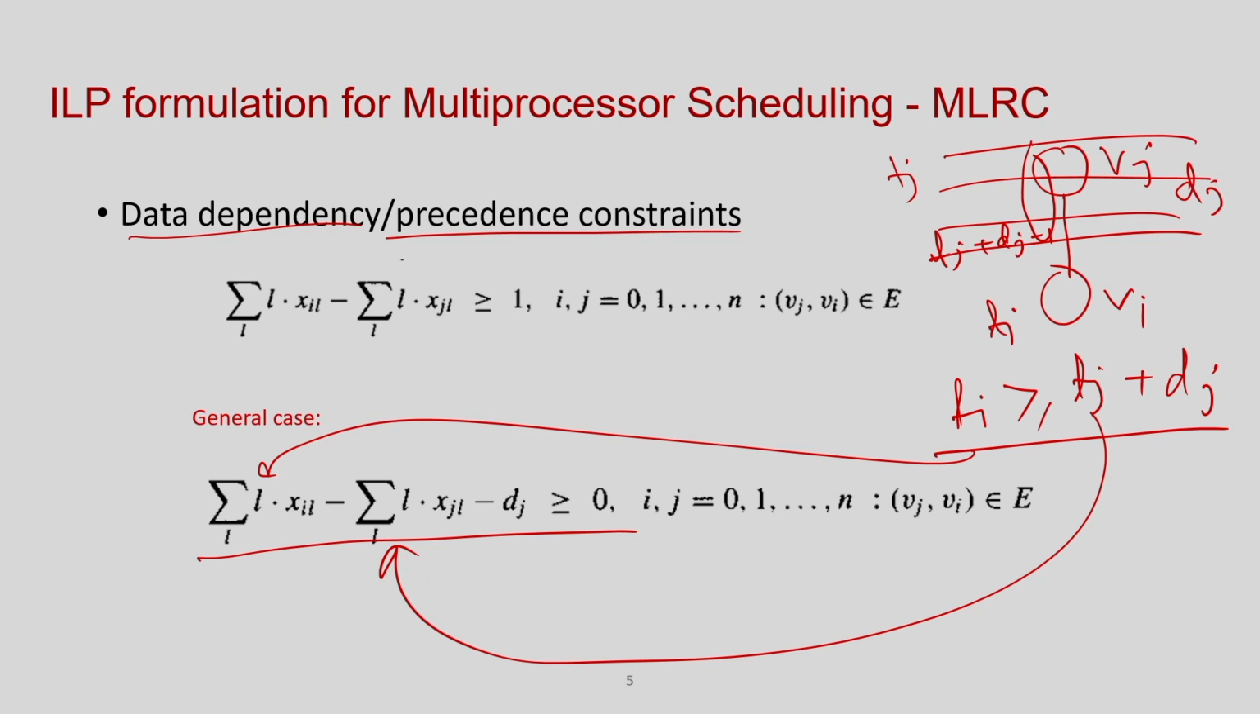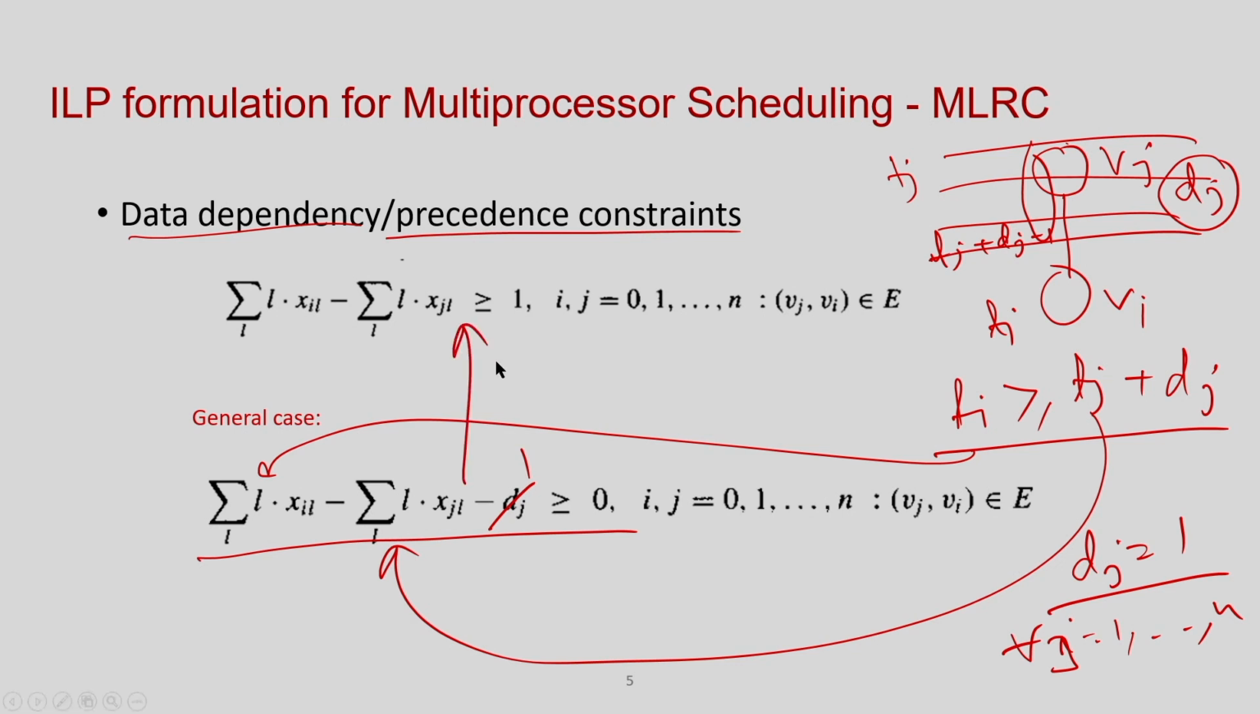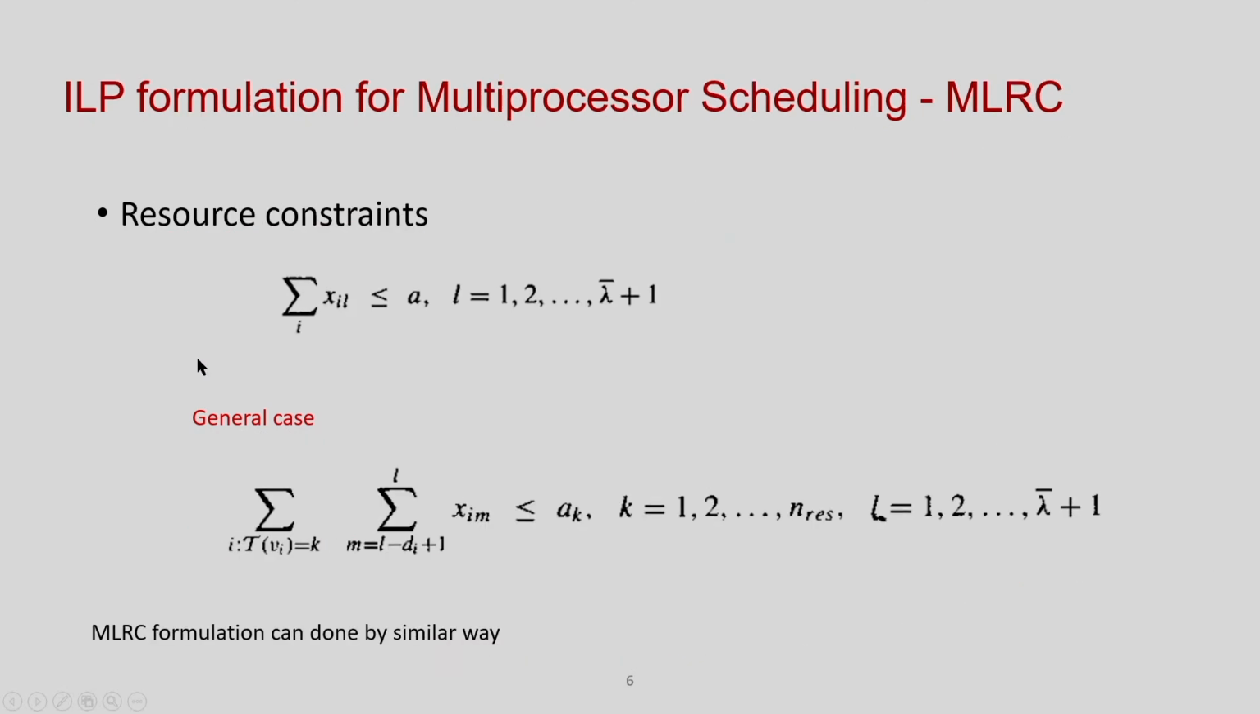So, what is the difference here? In the general case this node can have a delay of Dj, but in our specific multiprocessor scheduling my Dj is equal to 1 for all nodes, for all j from 1 to n, right. So, since this is 1, I just rewrite this by this and I can get this expression. So, for multiprocessor scheduling my data dependency constraint will be this instead of this. Okay. So, this is the correlation, understood.